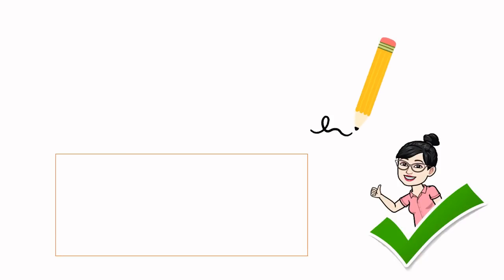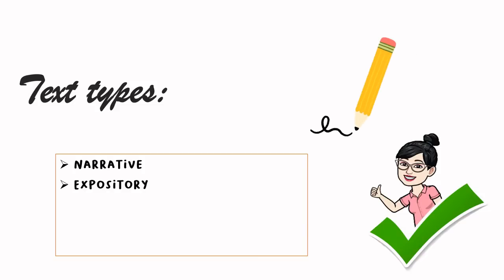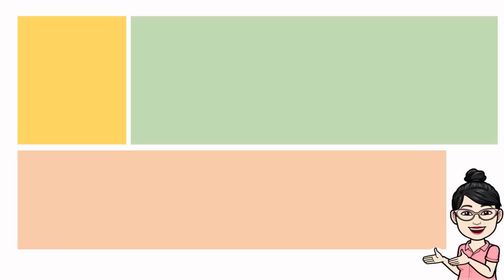We already have talked about paragraph and paragraph writing in our previous lesson. In this video, we will be talking about different text types which are essential to know about when writing paragraphs. These different text types are the following: narrative, expository, explanatory, factual and personal recount, and persuasive text type. Let us start with the first type, the narrative text type.